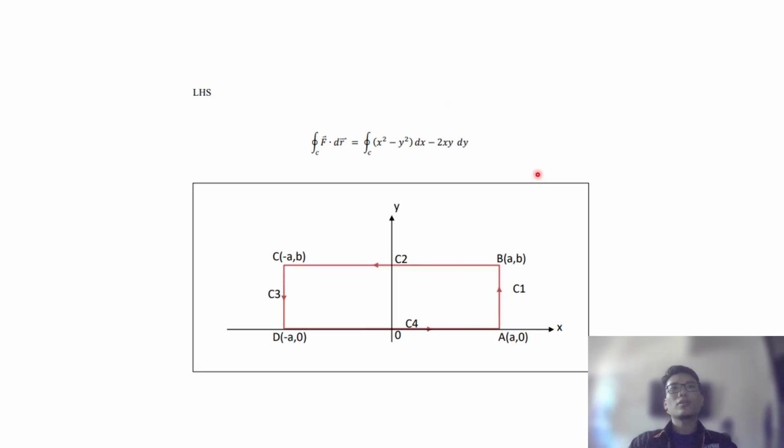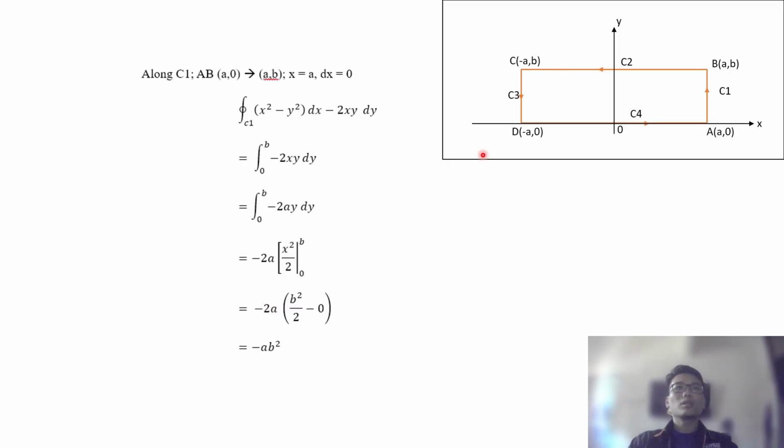Okay, so the left hand side is the line integral along the boundary curve, which we call the boundary curve. So this is the equation here. The first term will become dx, and your second term, 2xy, will be multiplied with dy. You do the dy integration. So we do our C1.